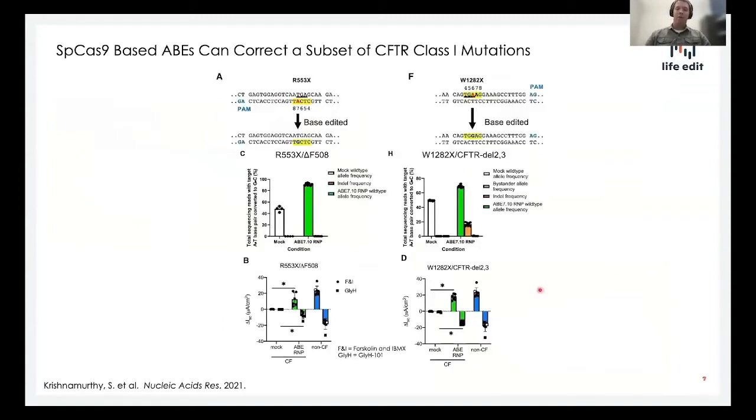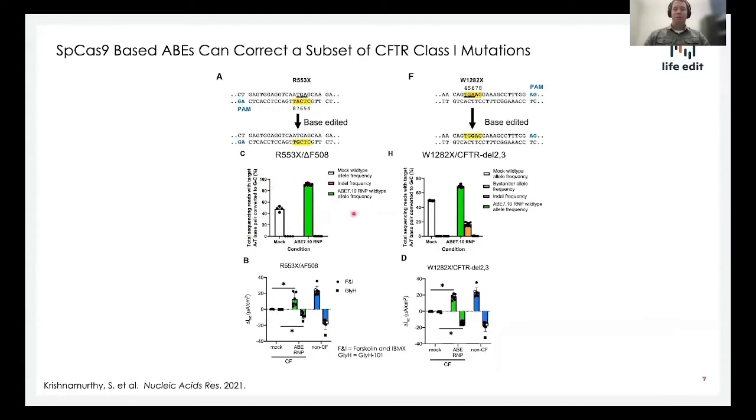A-base editors have also been used to target CFTR mutations. So in this recent report, a variant of SpyCas9 that has a single NG PAM tethered to a first-generation A-base editor was targeted using guides to the R553 stop or the W1282 stop mutations. And in both cases, these A-base editors were able to affect a large conversion of A's to G's at the target location.